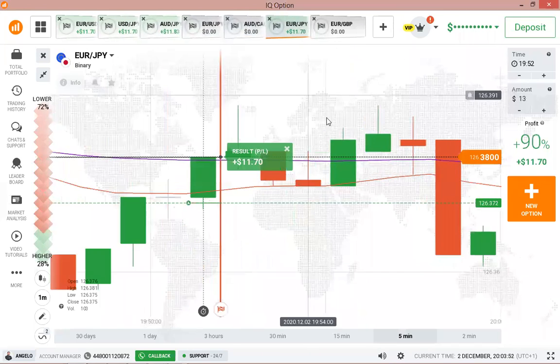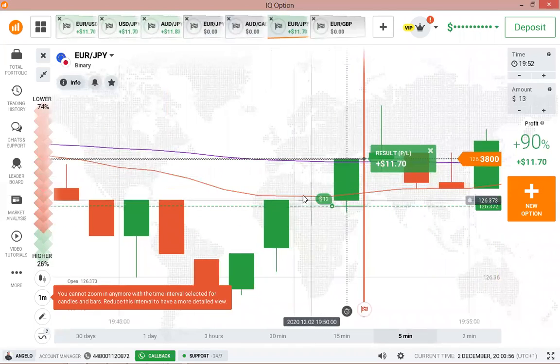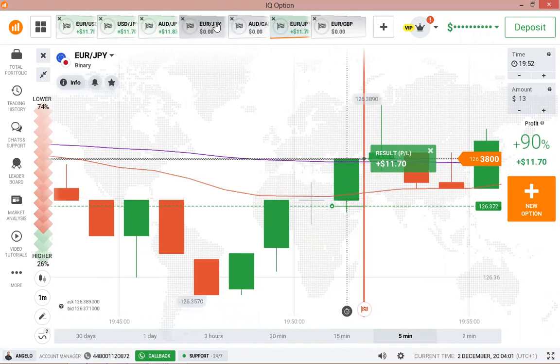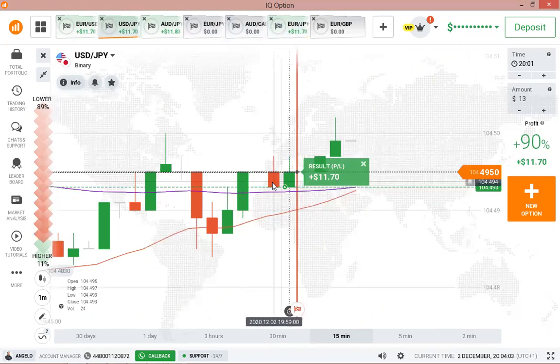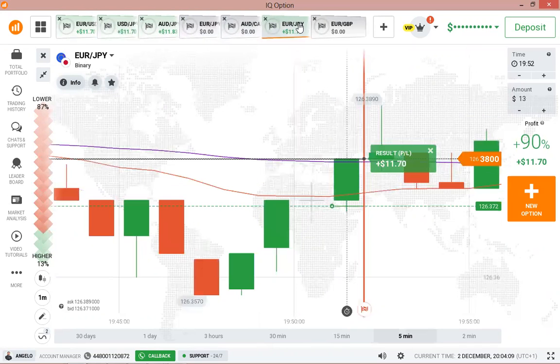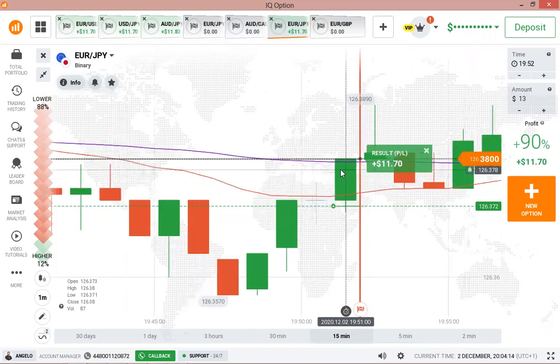Then Euro JPY. I go with buyers here because no sign of sellers. Just the same thing that happened to USD JPY that reversed the market. Marubozu approaching the level reversed the market. So that is why I go with buyers. But here, this one, because no sign of sellers, I go with buyers again.